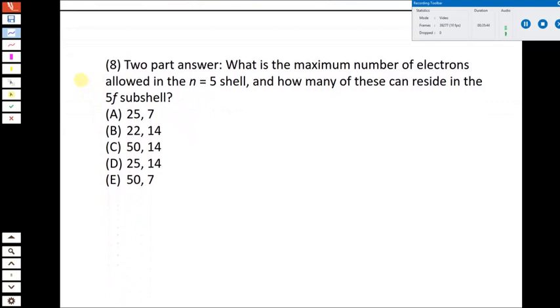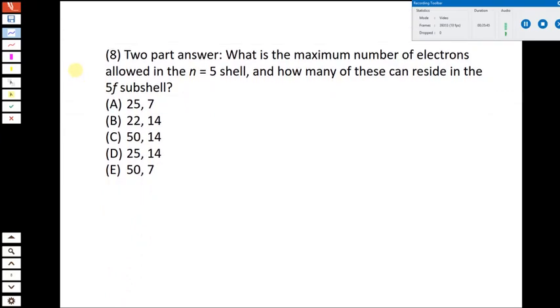We have, what is the maximum number of electrons allowed in the n equals 5 shell, and how many of these can reside in the 5f subshell? So it's a two-part answer, and we're going to use those exact same relationships we talked about for number of electrons. Again, it's helpful to remember these relationships because, especially for larger values of n and L, having to write out all of the possible combinations of quantum numbers takes a long time. So these are definite shortcuts to save you some time on these types of questions.